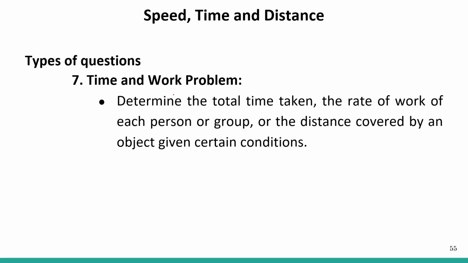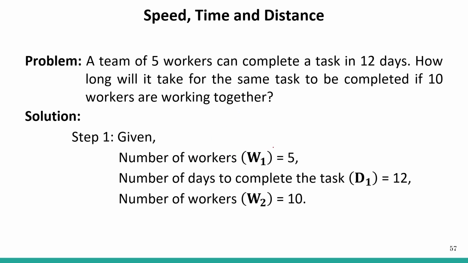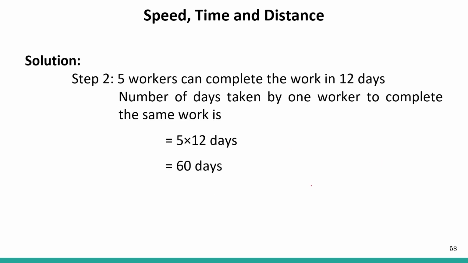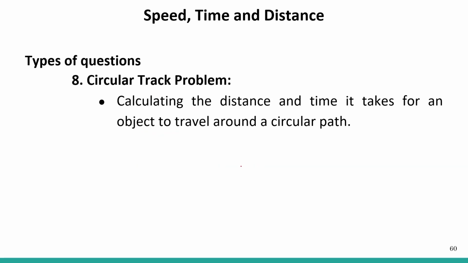So let's see the seventh kind of problem, that is on time work problem. A team of 5 workers can complete a task in 12 days. How long will it take for the same task to be completed if 10 workers are working together? Number of workers is equal to 5, number of days is equal to 12, number of workers is equal to 10. So 5 into 12 is equal to 60. So 60 by 10 is equal to 6 days. So it will take 6 days for 10 workers to complete the same work.